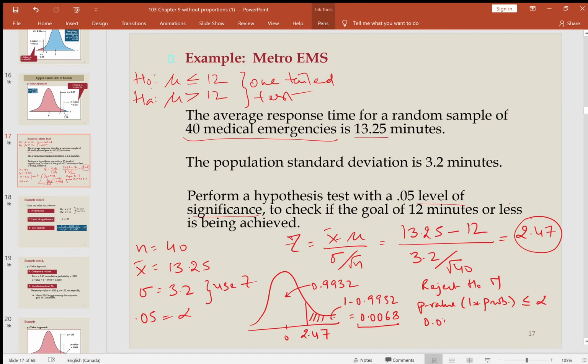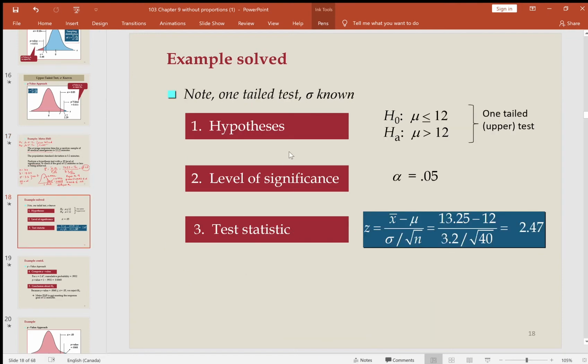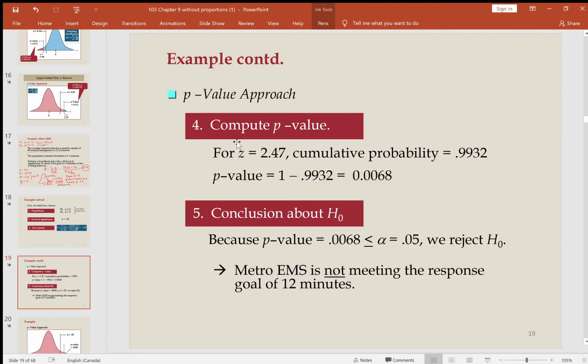And how much is the alpha in this question? The alpha is 0.05. So yes, the p-value is less than or equal to 0.05, so we can reject the null hypothesis. This is what we have just done. We formulated the hypothesis, the null and the alternate, and then alpha level is 0.05. We calculated the z-score to be 2.47, and then we computed the p-value, which was 0.0068, and because p-value is less than or equal to alpha, we reject the null.